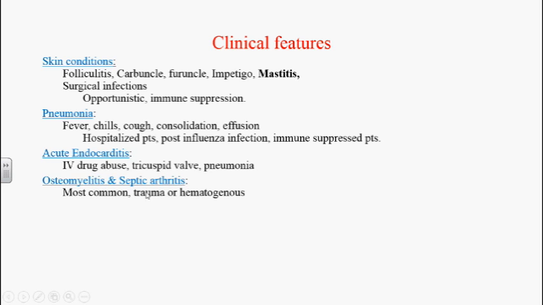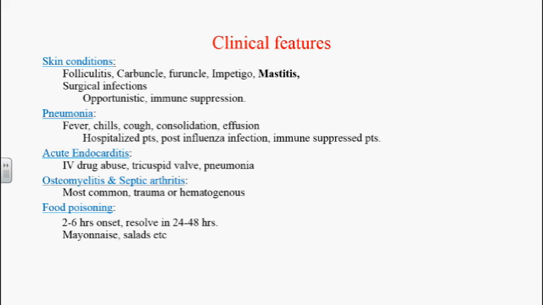Osteomyelitis and septic arthritis: Staphylococcus aureus is the most common cause of osteomyelitis and septic arthritis. People who have had trauma or accidents can develop these two conditions, and majority of the time we get them by hematogenous spread. Whenever this organism enters the bloodstream through skin infections or any other source, it can cause osteomyelitis and septic arthritis. We can see septic arthritis as an irreversible type of arthritis when compared with rheumatic arthritis.